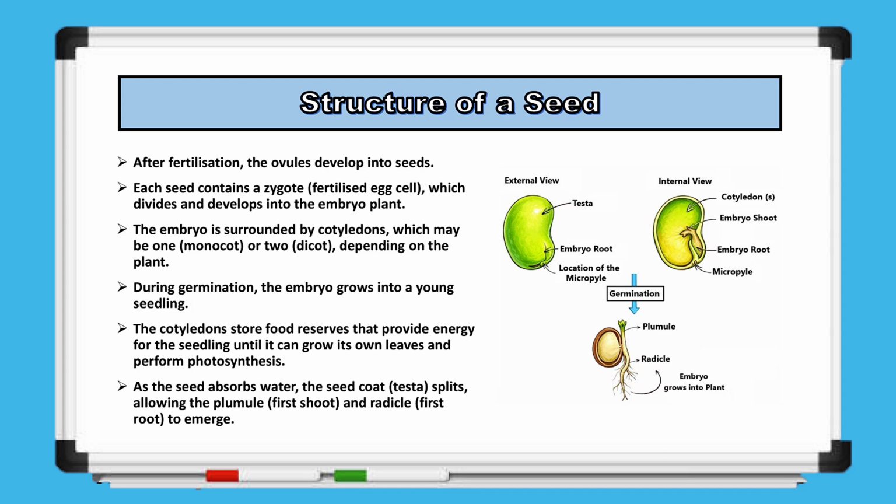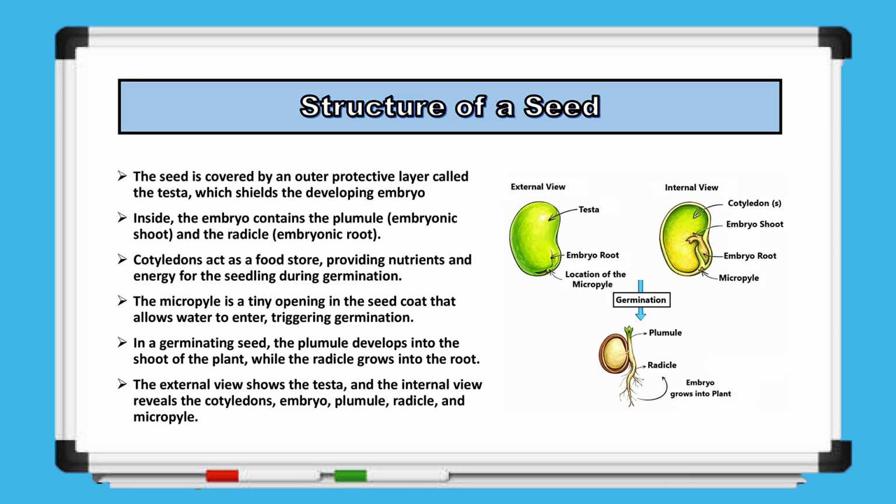Also, the seed is covered by an outer protective layer called the testa, which shields the developing embryo. Inside, the embryo contains the plumule, the embryonic shoot, and the radicle, the embryonic root. The cotyledons act as a food store, supplying nutrients and energy to the seedling during germination. The seed coat also has a tiny opening called the micropyle, which allows water to enter and start germination. As the seed grows, the plumule develops into the shoot of the plant, while the radicle grows downward to form the root system. From the outside, the seed shows the protective testa, and when viewed internally, the cotyledons, embryo, plumule, radicle, and micropyle can all be seen, each supporting the development of a new plant.